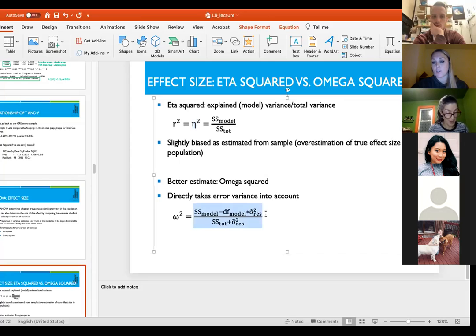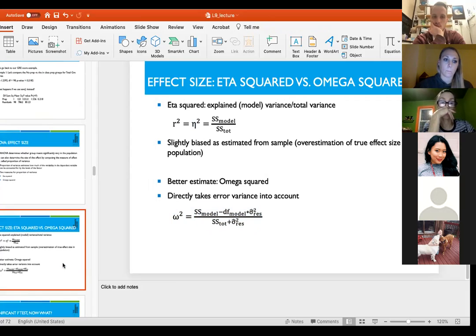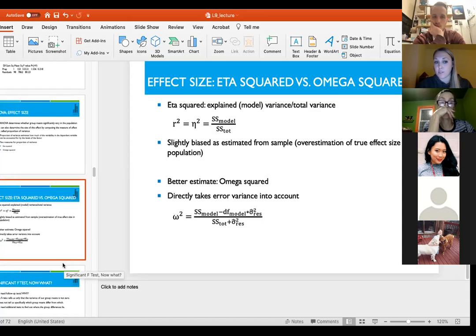And so you have all these metrics here from your ANOVA table, right? You have your sums of square model, subtracting out your degrees of freedom model times your mean square error, divided by sums of square total plus mean square error. All of this information is in there for omega squared, but there are also built-in R functions that will calculate this for you. But essentially your output of your F table will also give you all of this information if you want to manually calculate it and test if the function is correct.